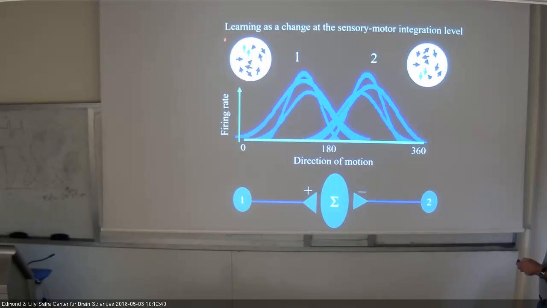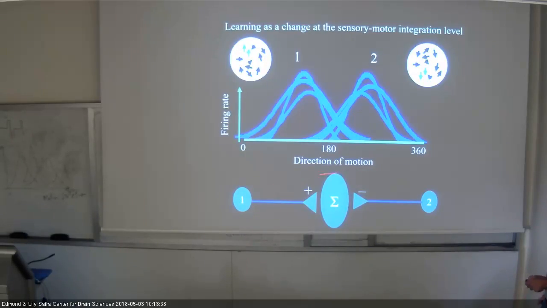Well, the decision is based on a comparison between a population of cells which is selective to upward motion, say this population, the blue ones here, and population 2, which are selective to downward motion, right? And this is the tuning curve of the upward, these are the downward. These neurons from population 1 and population 2 feed into neurons in the lateral intraparietal cortex, LIP neurons. What these neurons do is just compare the activity of population 1 and population 2. If population 1 is higher than population 2, then motion was upward. If population 2 is higher than 1, motion was downward.